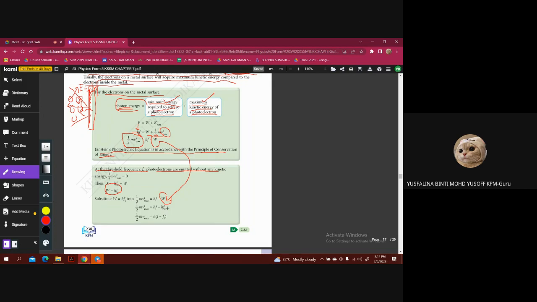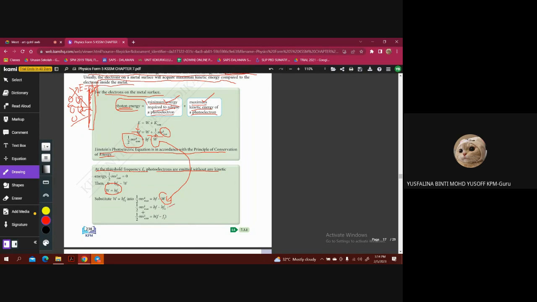The threshold frequency is the minimum frequency of the light, okay? The minimum frequency of light that, when it hits the metal surface, allows the electron to come out. But it can only come out, it cannot move with maximum kinetic energy. The kinetic energy is 0, meaning it doesn't move. So W is hf0.